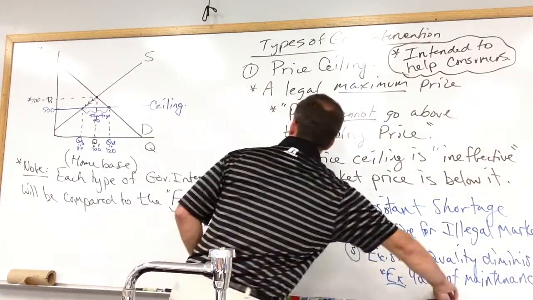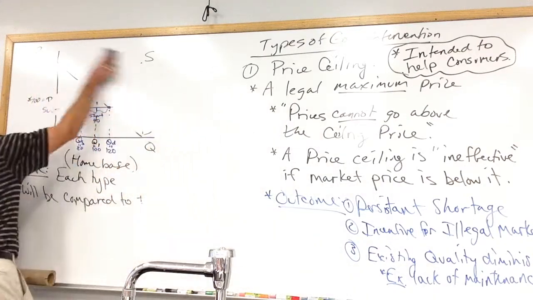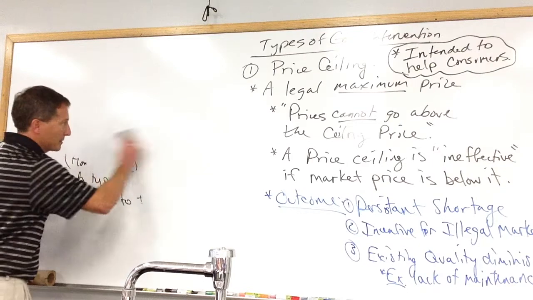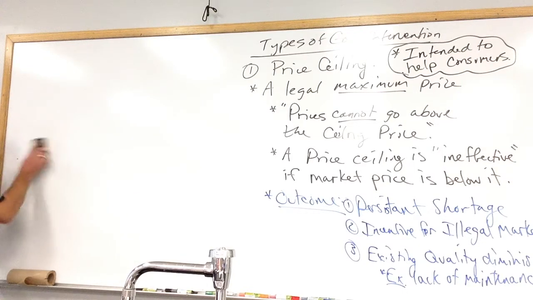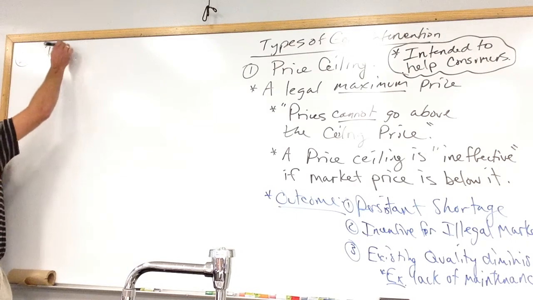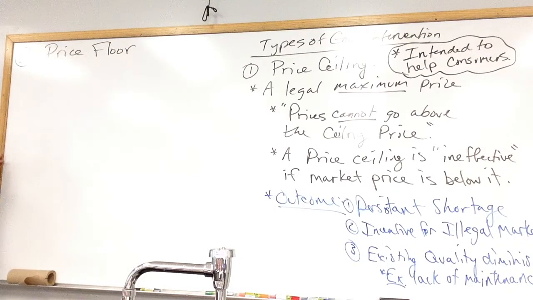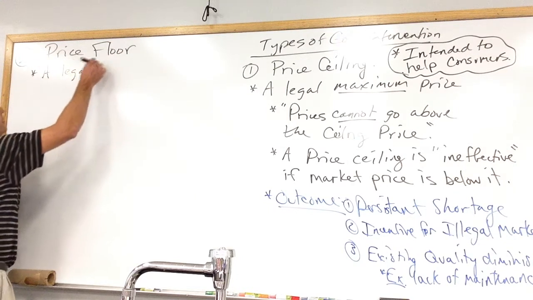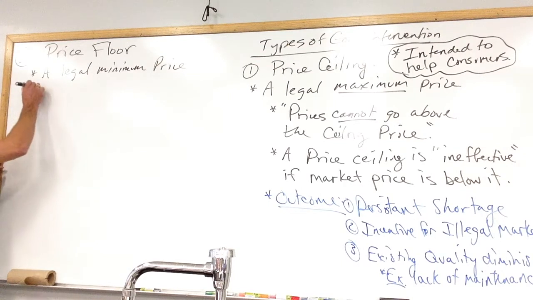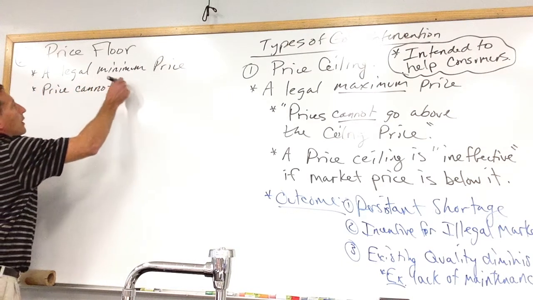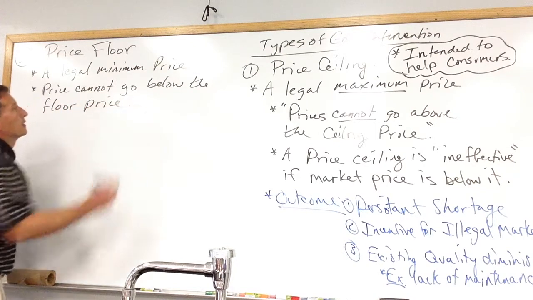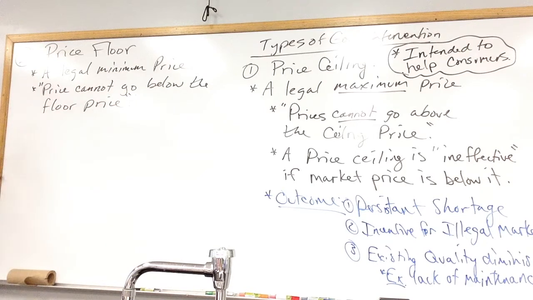All right. Next on our list, we're going to flip it around and look at a price control called a price floor. So instead of setting a maximum price, the government's going to set a minimum price. And this type of policy is generally there to, so number 2 here is a price floor. And this is a legal minimum price. Price cannot go below the floor price.